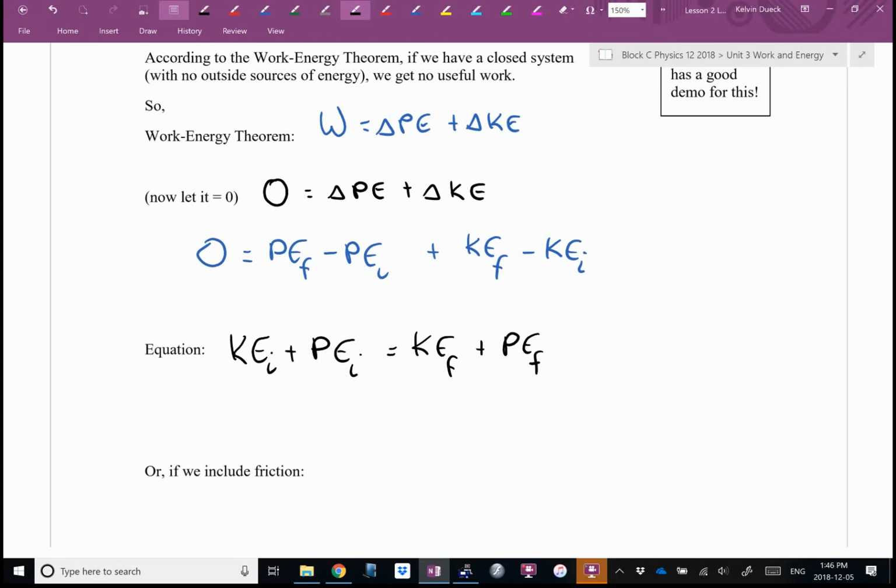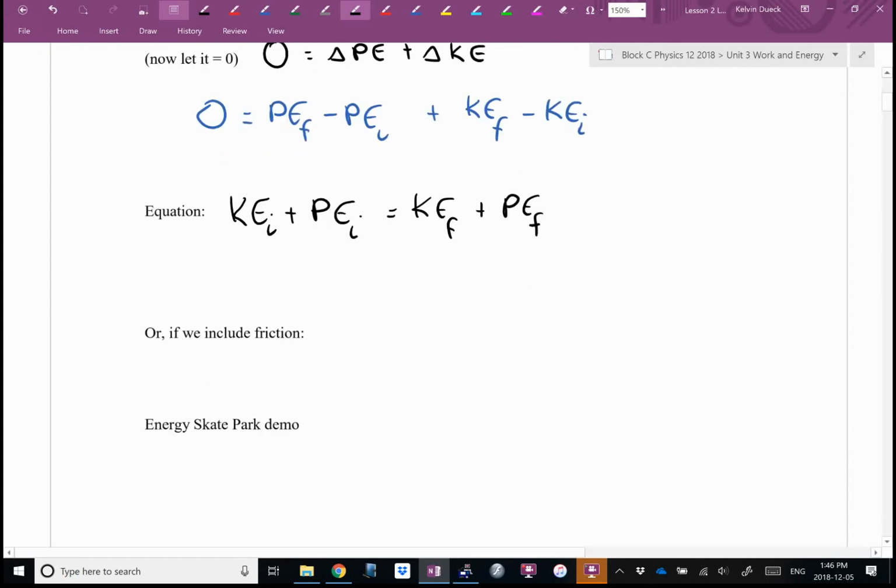Oh, we can also include friction. This is the one that I gave you on your formula sheet. If you want to, you can add to the blue formula sheet. If we include friction, it looks like this. KE initial plus PE initial equals KE final plus PE final. Write that down if you want to.